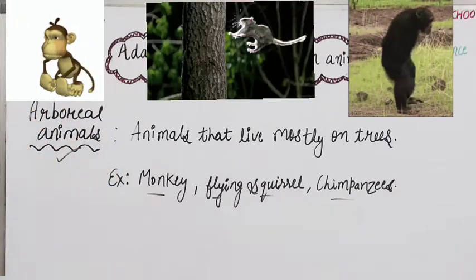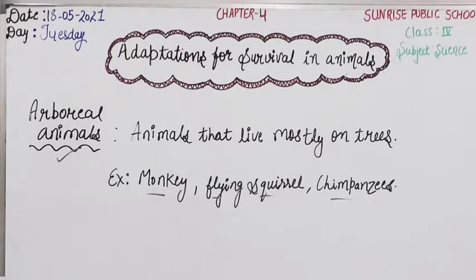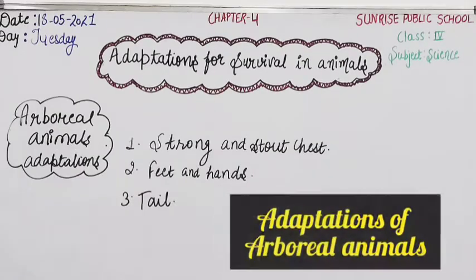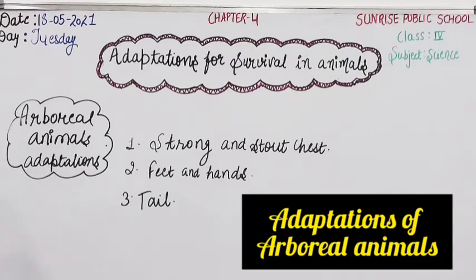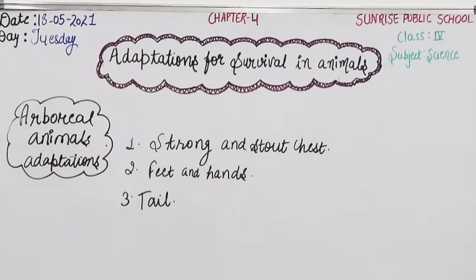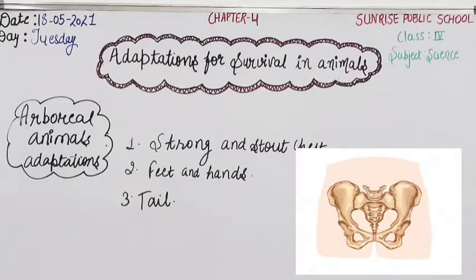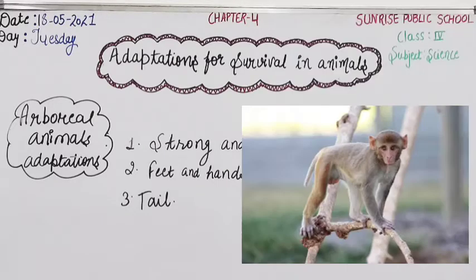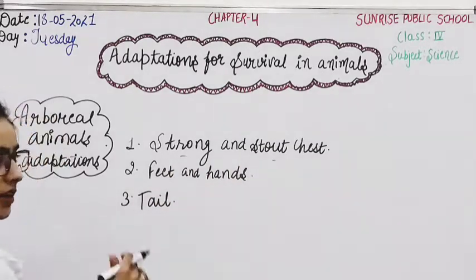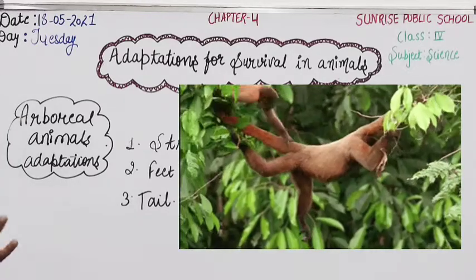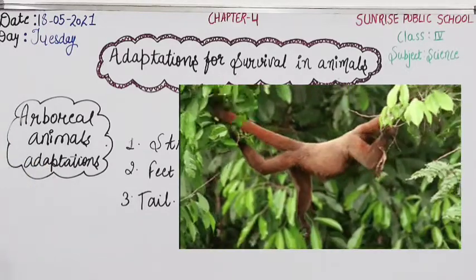They live mostly on the trees and they have various kinds of adaptations. Arboreal animals adaptations. There are various kinds of adaptations of the arboreal animals. They have very strong and stout chest, hip girdles, ribs and limbs to provide the necessary support while climbing. This strong chest and their hip girdles help them to climb on the trees.